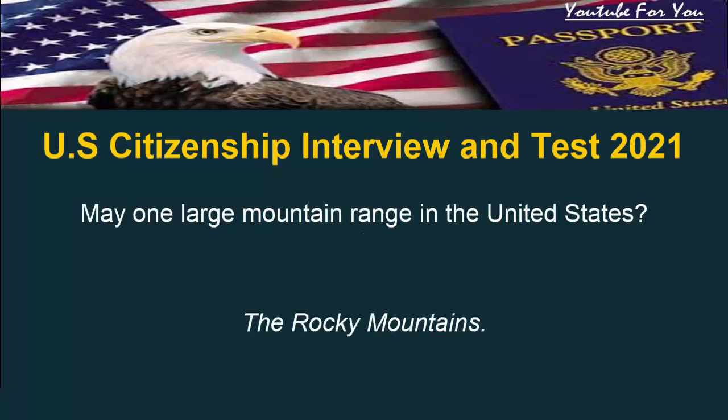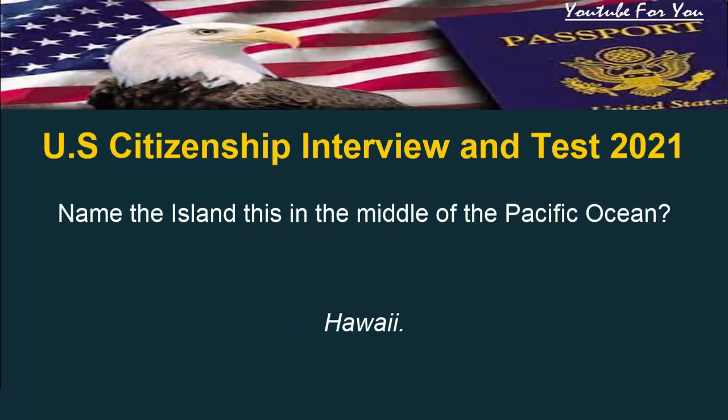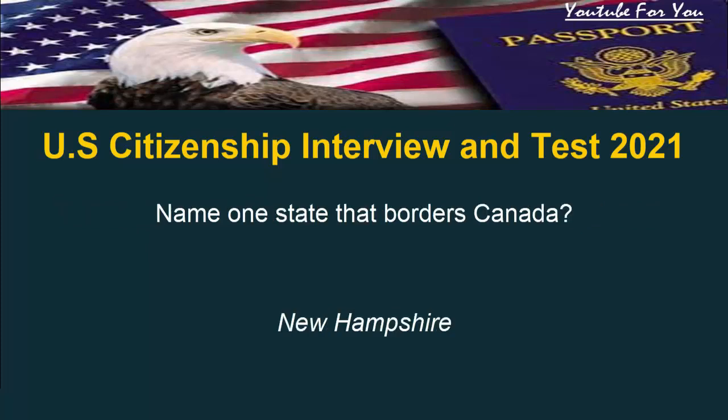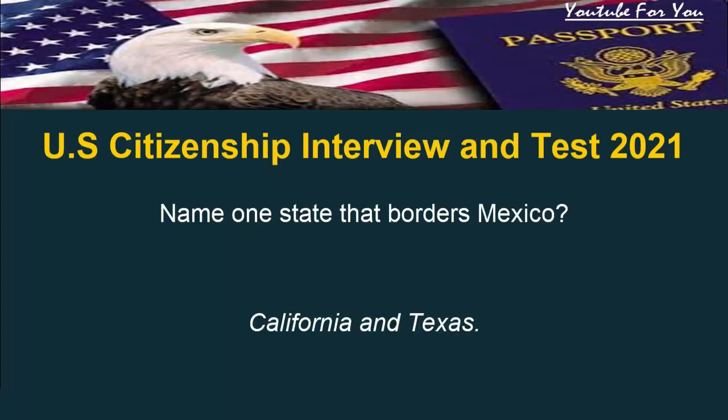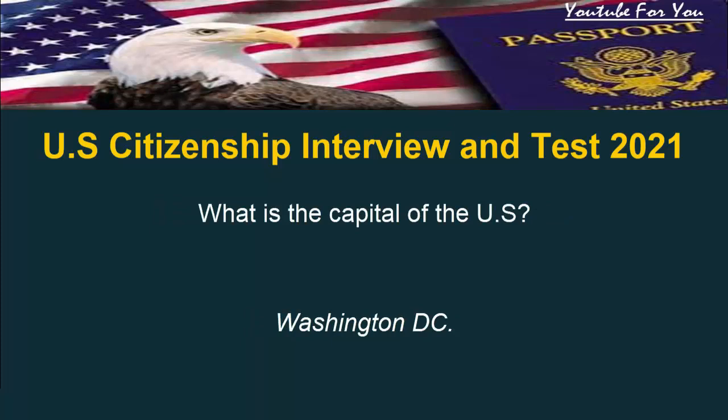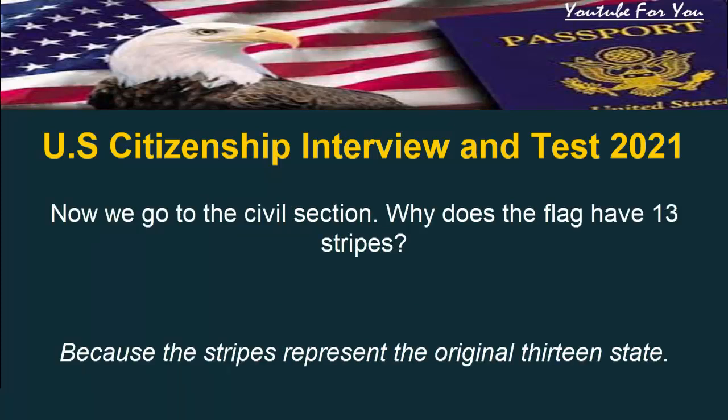Name one large mountain range in the United States. The Rocky Mountains. Name the state that's in the middle of the Pacific Ocean. Hawaii. Name one state that borders Canada. New Hampshire. Name one state that borders Mexico. California and Texas. What is the capital of the U.S.? Washington, D.C. Now we go to the symbols section.